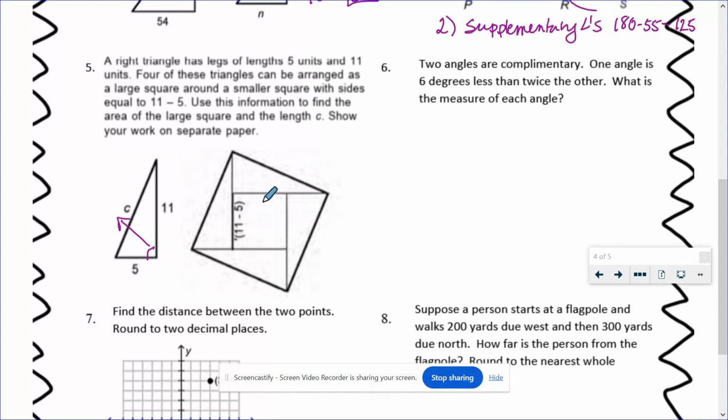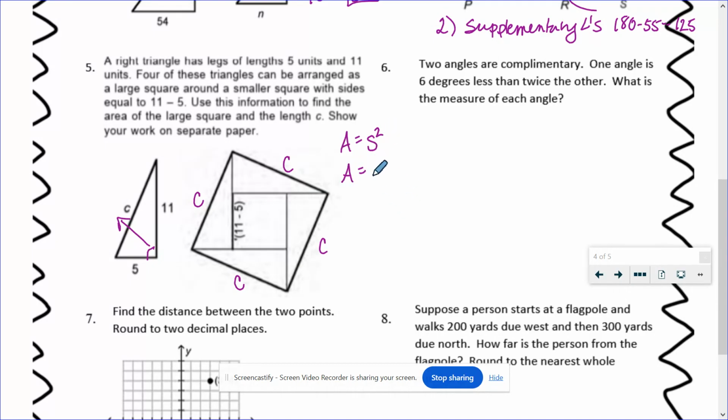5. Uses information to find the area of the larger square and the length C. Show your work on a separate paper. I'm just going to do it right here. So if I know this side C, which happens to be every side, then I'll be able to find the area of the square by just taking and squaring one of the sides.